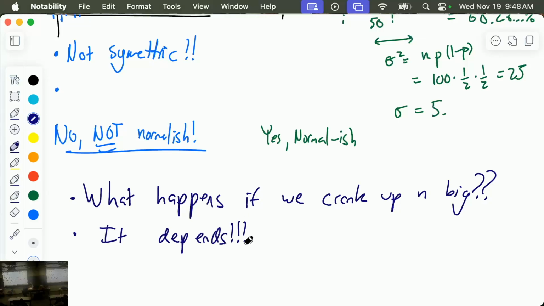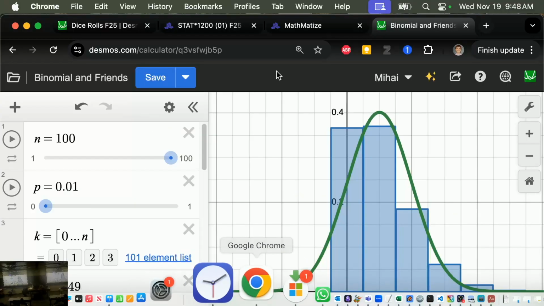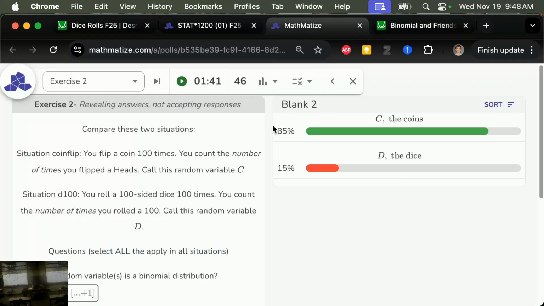And it depends on what you do. So in my original question, I said, you roll a 100-sided dice 100 times. We're counting the number of times you got the maximum value, all right? If we are cranking up n big, do I crank up the number of times I rolled it? Or do I crank up the number of sides of the dice? Or do I crank up both?